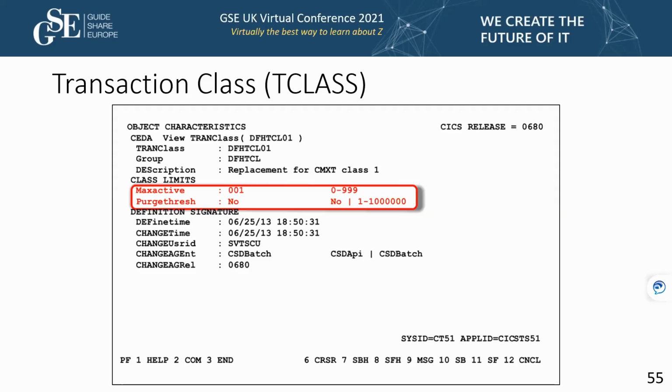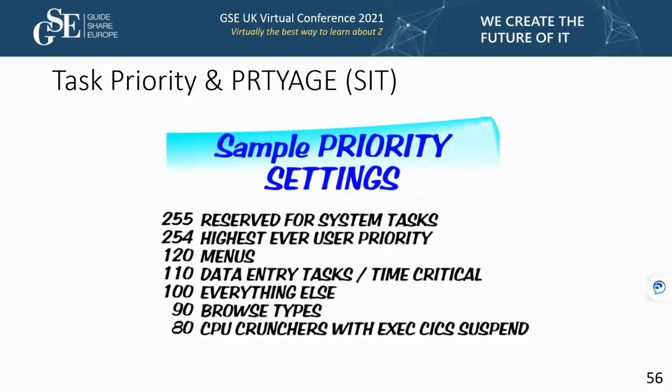So setting purge threshold to no and getting a flood of transactions, thousands of them, could cause your region to go short on storage and bring the entire environment down, right? So setting purge threshold to no is a little bit dangerous.